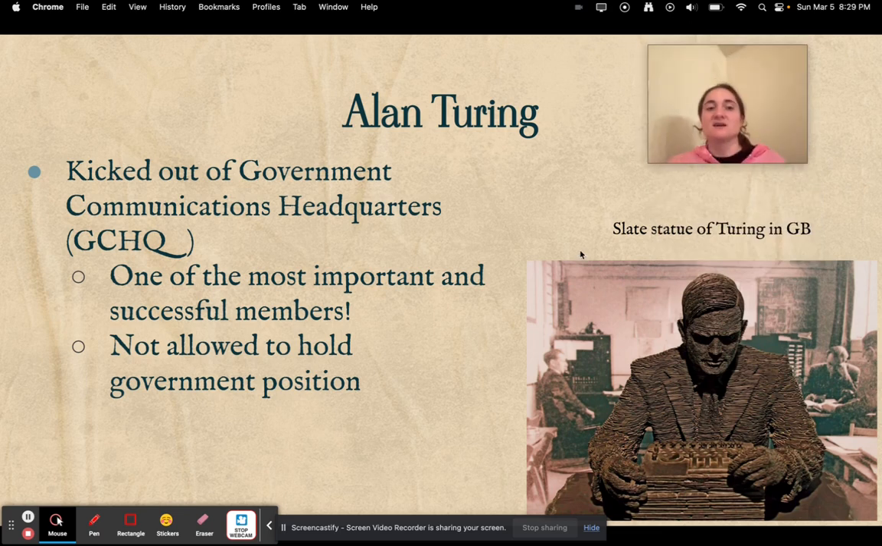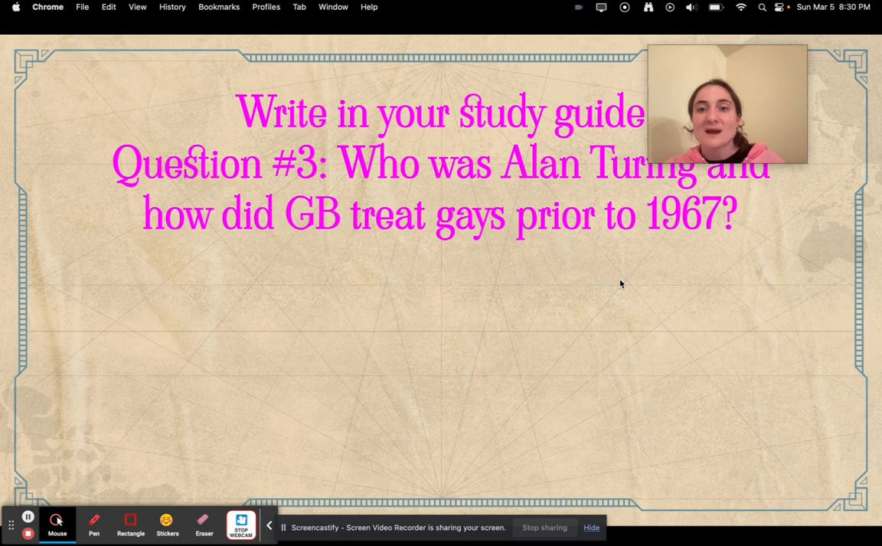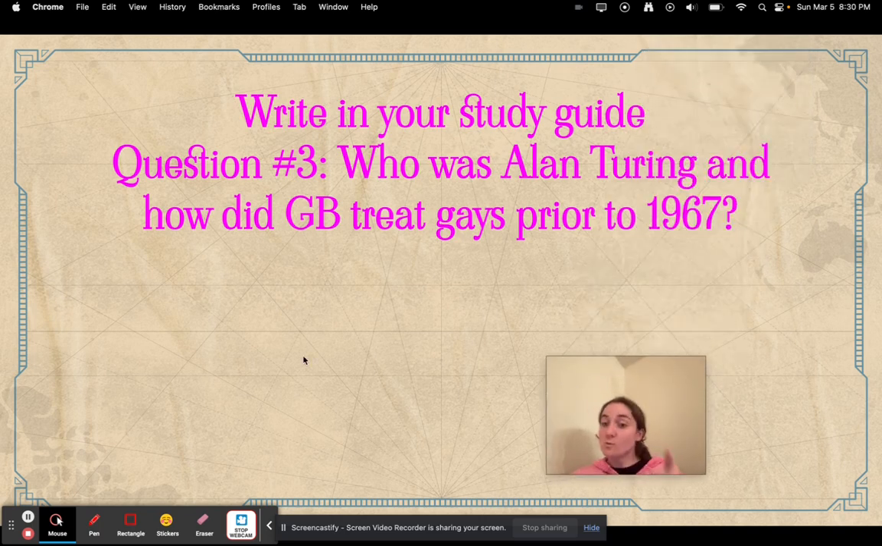So Alan was kicked out of the Government Communications Headquarters, where he was the most important member. He was kicked out just because he was gay. He was not allowed to hold any other government position after that. So, write in your study guide. Question 3: Who was Alan Turing and how did Great Britain treat gays prior to 1967?